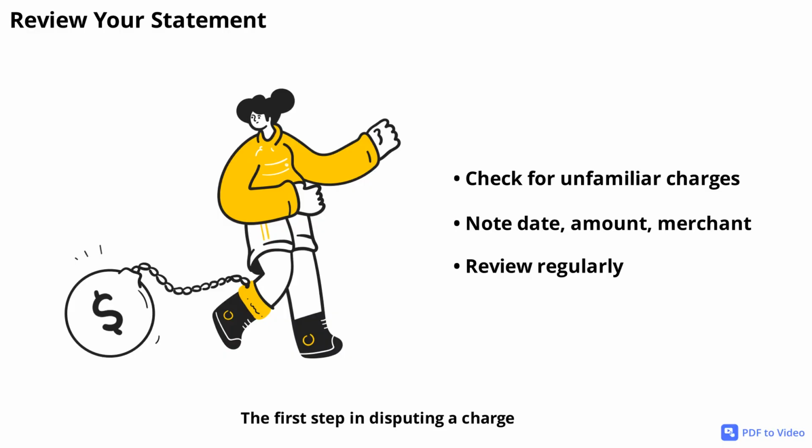The first step in disputing a charge is to carefully review your credit card statement. Look for any unfamiliar or suspicious transactions. Sometimes, merchants use different names on billing statements, so double-check any charges you don't immediately recognize. If you spot something odd, make a note of the date, amount, and merchant name. This information will be crucial when you contact your credit card issuer. Regularly reviewing your statements helps you catch errors early and keeps your finances secure.